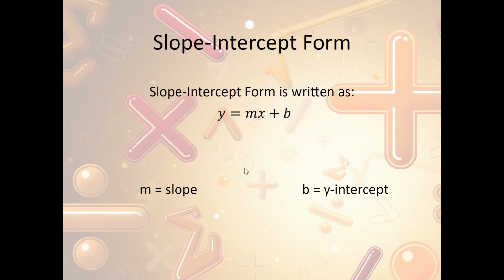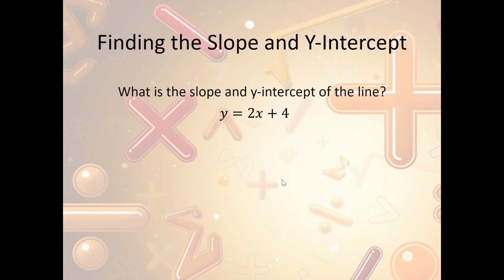So that's the way I remember slope and y-intercept. Now, let's go ahead and pick out the slope and y-intercept from an equation. So we're given an equation, y equals 2x plus 4. And we want to know what is the slope of that line. Well, we know that the slope is the one that's attached to its x, right?